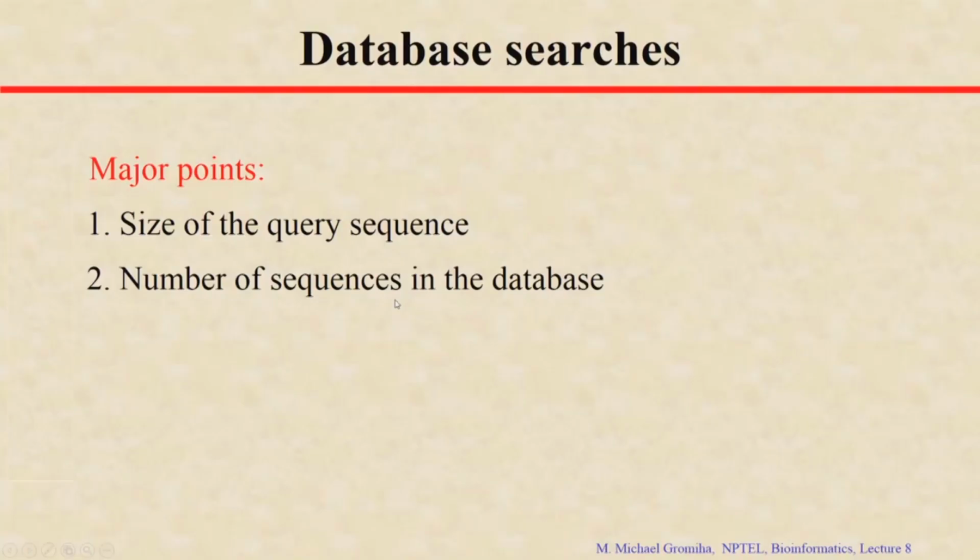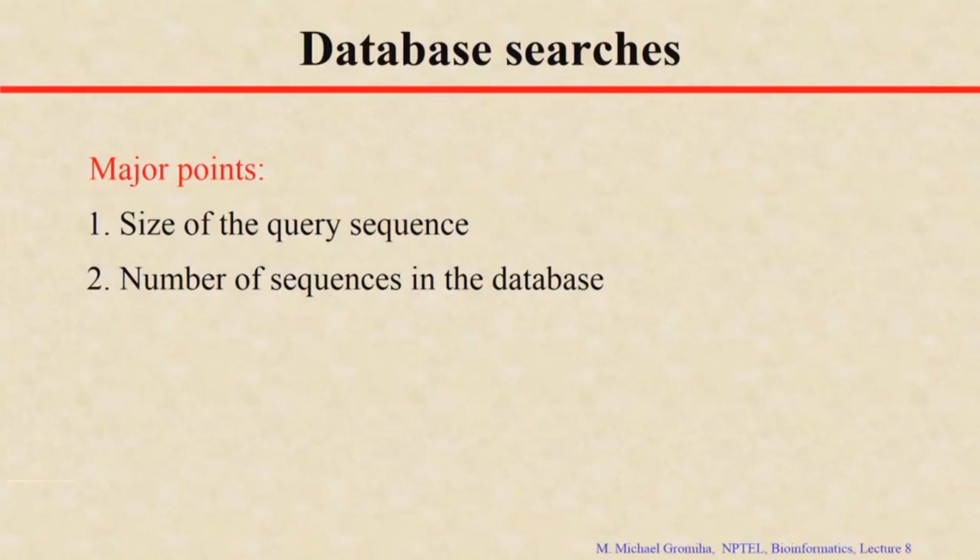For example, if you have 100 residues or another 1000 residues, depending upon the size of your protein, it will take time, but it has to search with the databases. Then the second one is the number of sequences in the database. So your query time depends upon the size of the sequence as well as the number of sequences you are trying to align, you are trying to compare. The time depends upon these two aspects.